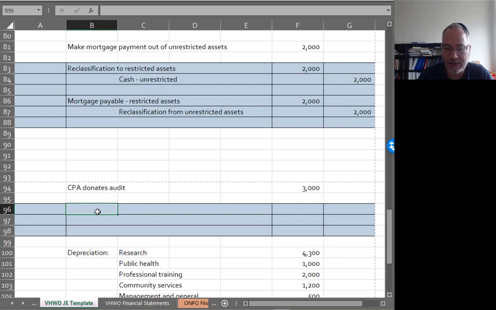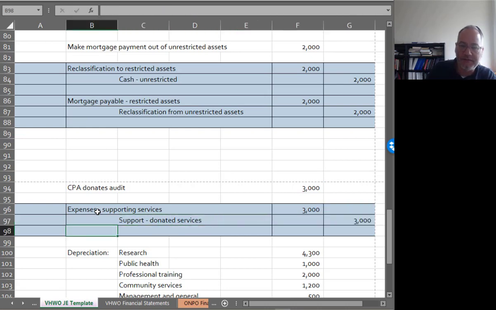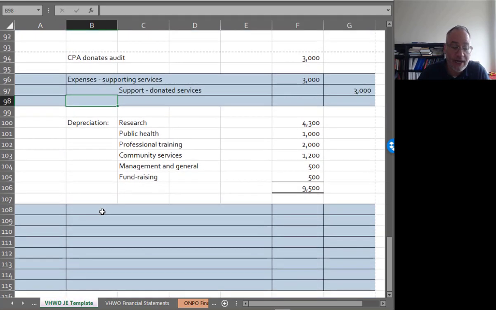The CPA donates an audit. From what I saw, they could use an audit. So debit expenses, supporting services, $3,000. And credit support, donated services. Because the CPA donating an audit meets all of the criteria for donated services that need to be booked as revenue.